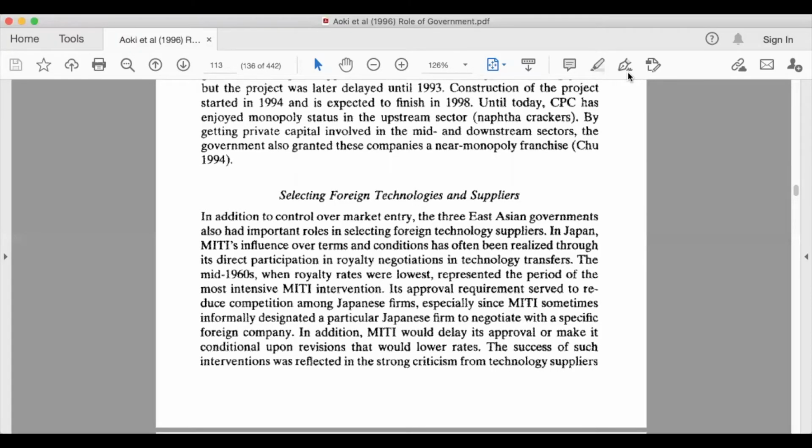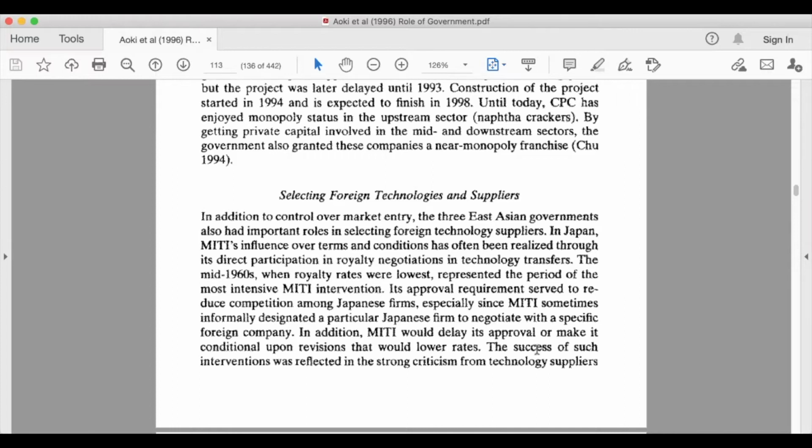So I'm skipping through some of these parts, but I would ask you to go through them to make sure that you understand what are the distinctions among these three countries. But let's look at this section, selecting foreign technologies and suppliers. In addition to control over market entry, the three East Asian governments also had important roles in selecting foreign technology suppliers. In Japan, MITI's influence over terms and conditions has often been realized through its direct participation in royalty negotiations and technology transfers. Now, this term MITI, it turns out to be very important. MITI stands for the Ministry of International Trade and Industry.